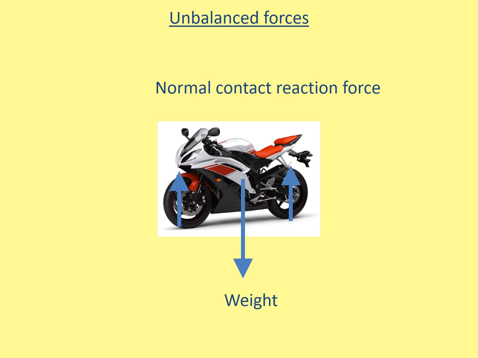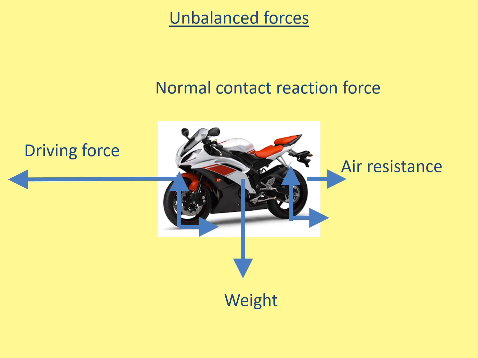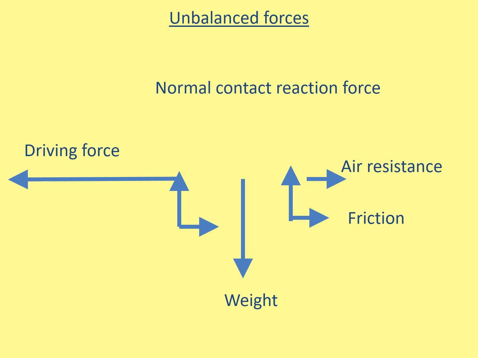Let's say this motorbike is moving, so there is a driving force, and also air resistance and friction. Now, if I take away the image, it's clearer to see that in the left and right direction, the driving force is much bigger. This means that the forces are unbalanced. There is a resultant force. This tells me that there is a change in velocity, so the motorbike is accelerating.